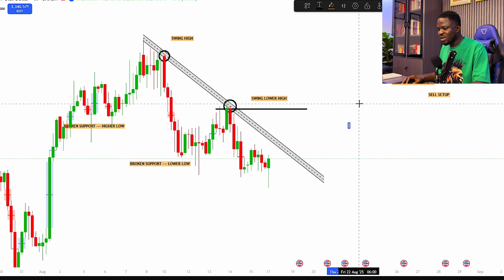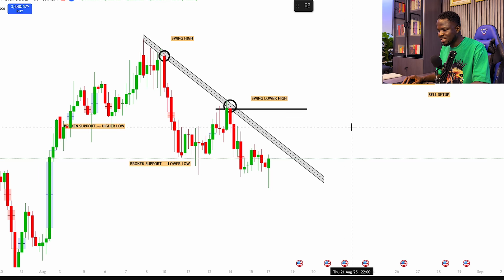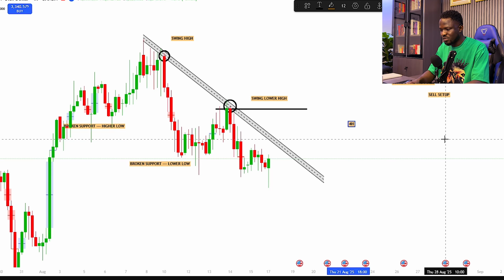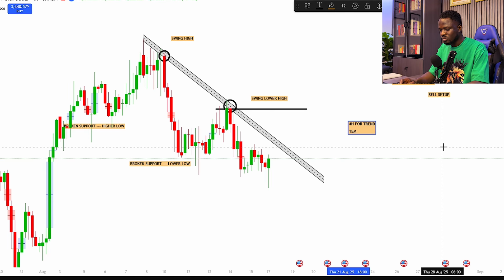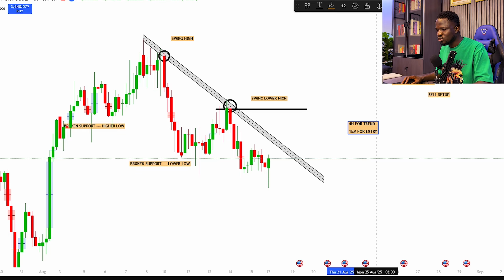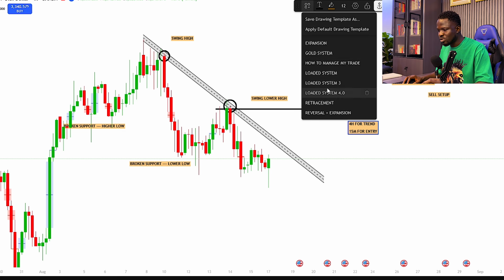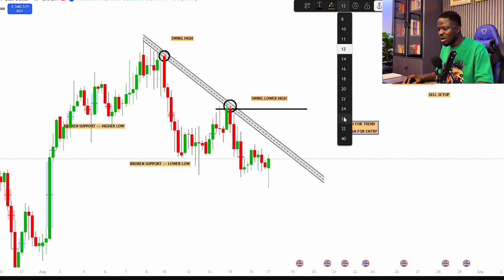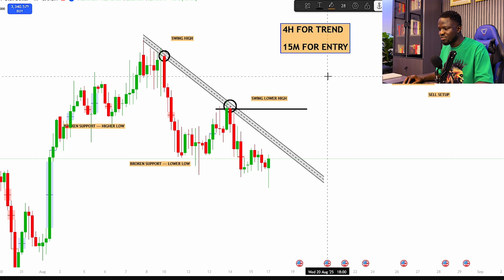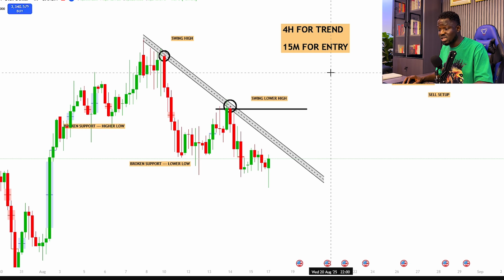This is the 4-hour time frame on the gold market, and I love to use the 4-hour time frame to establish my trend, while the 15-minute time frame is for entry, right? So we're heading to the continuation system right now. Let's scale down to our entry time frame, which is the 15-minute time frame.